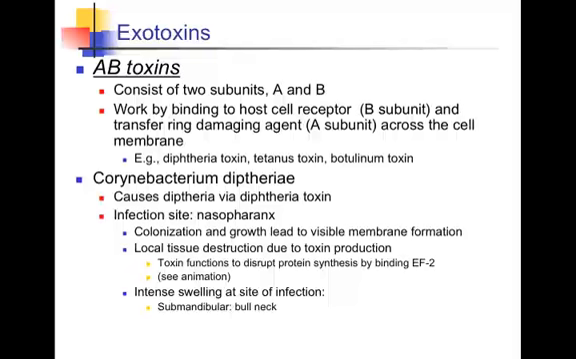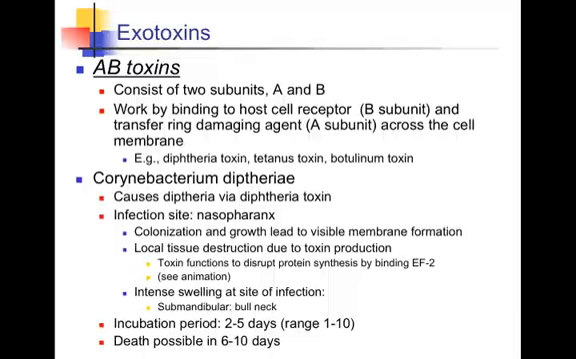This results in local tissue destruction, oftentimes due to the production of this Corynebacterium-specific AB toxin. And then the production of the toxin can result in an immune response that results in swelling of the lymph nodes at the back of the throat, and you get this submandibular swelling or bull neck that's characteristic of a diphtheria infection. This is a relatively virulent pathogen, just requires an incubation period of 2 to 5 days, and without treatment, oftentimes results in very rapid onset of death in an infected individual.